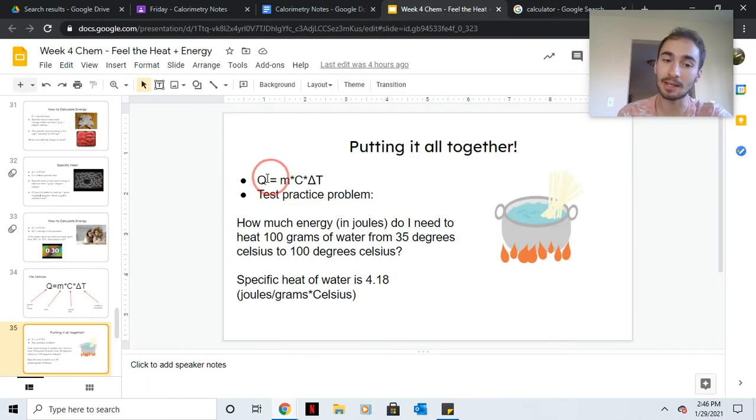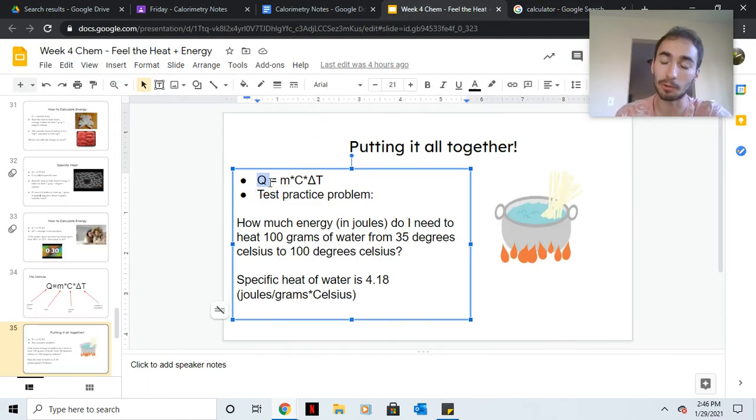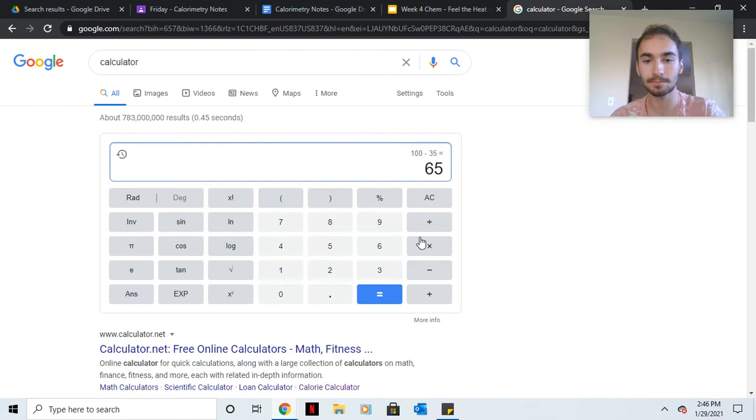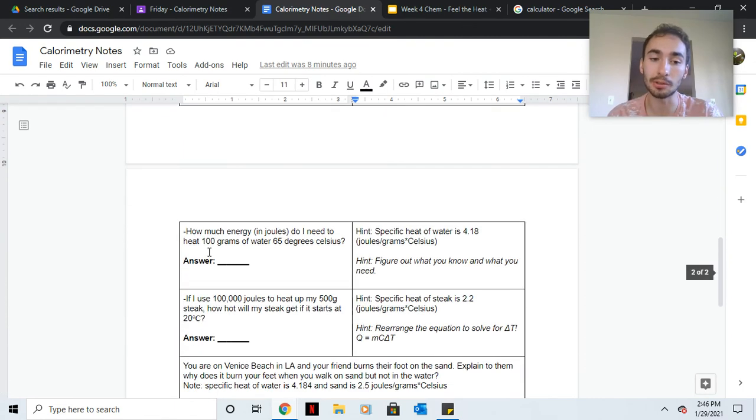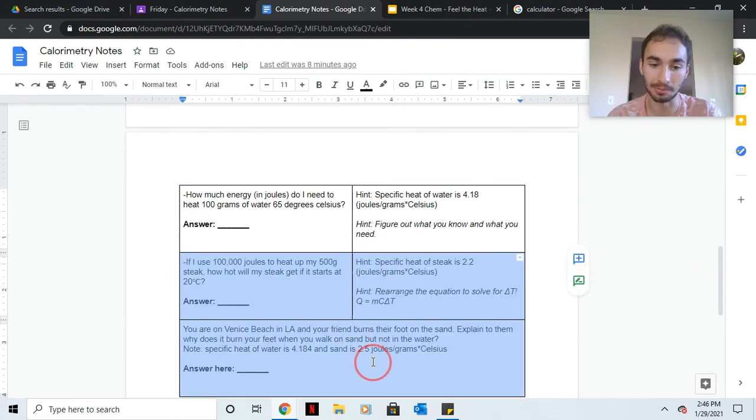So now I have everything I need to find Q, or the amount of energy. I know the mass. Mass is 100 times the specific heat, 4.18, times delta T, 65. That will give me the amount of energy. So 65 times 4.18 times 100 grams. Boom. That's the answer, 27,170 joules of energy.